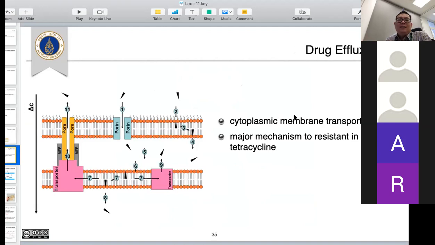Or efflux pump. The black triangle means antibiotic. Here, outside the cells, is the concentration. When antibiotic moves inside the cells, the concentration should accumulate a lot. When they pass through, for example, tetracycline uses this efflux pump to protect themselves.